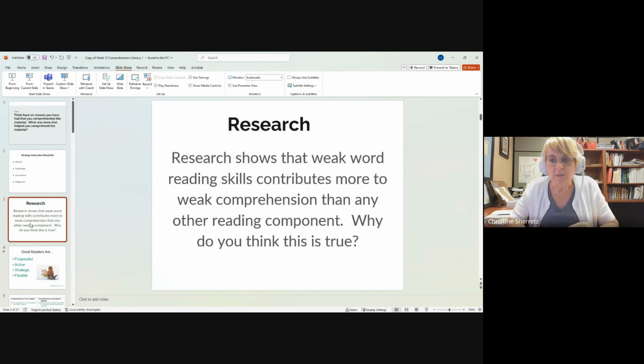Research shows that weak word reading contributes more to weak comprehension than any other component. So why do you think that? If you've studied the science of reading, we know that the simple view of reading is you have decoding and comprehension, and that equals a skilled reader. If a student has to spend all of their brain power decoding, it inhibits their comprehension. So that reading, that decoding is essential.